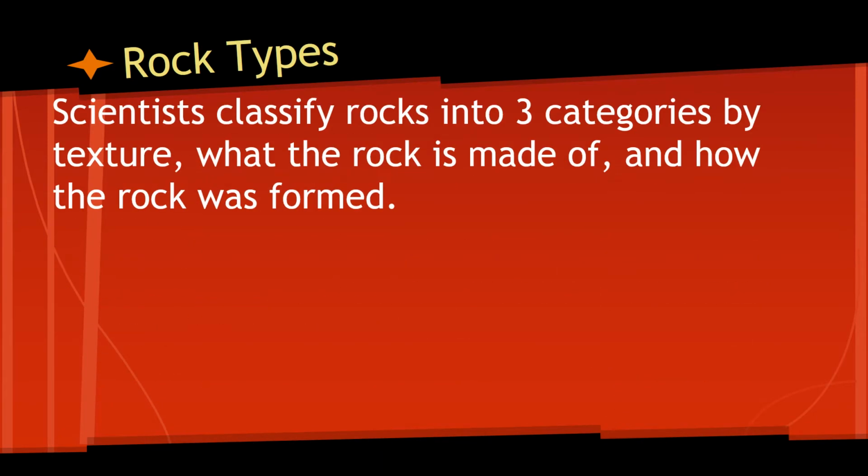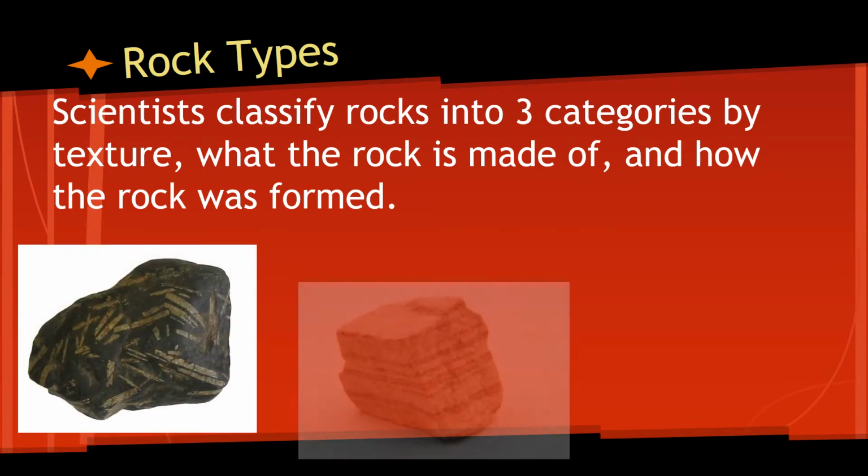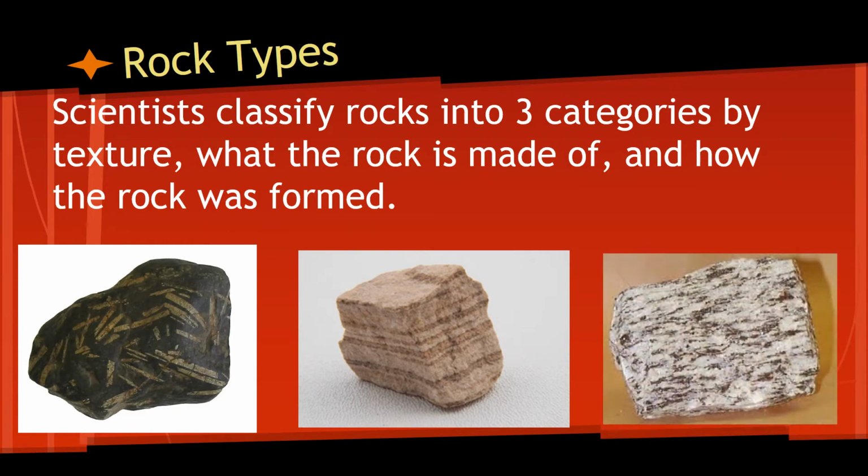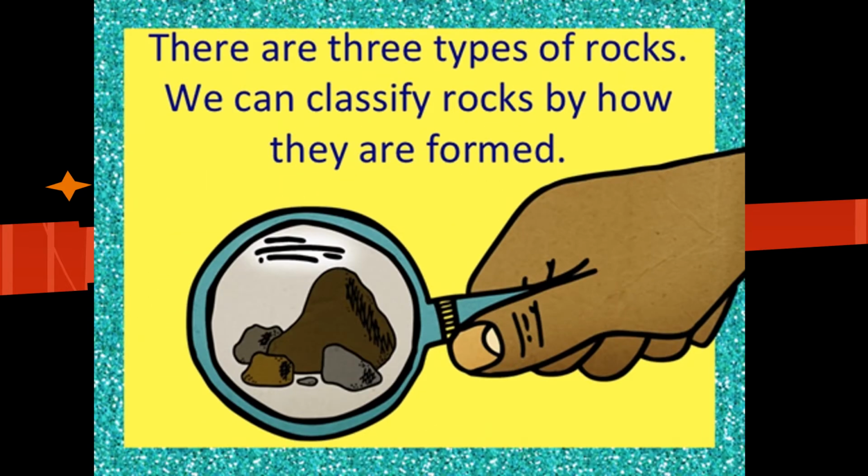There are 3 different types of rocks. Scientists classify rocks into 3 main categories by texture, what the rock is made of, and how the rock was formed. Igneous, sedimentary, and metamorphic. There are 3 types of rocks. We can classify rocks by how they're formed.